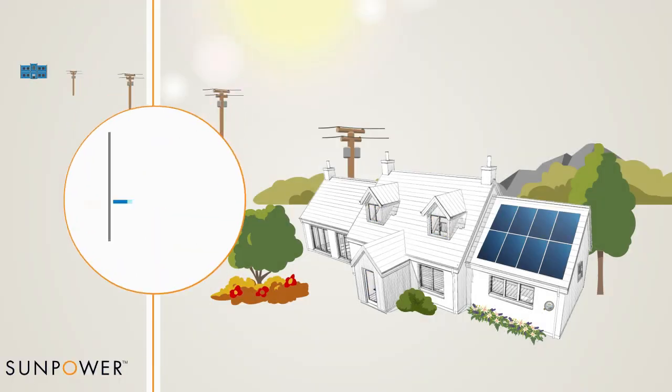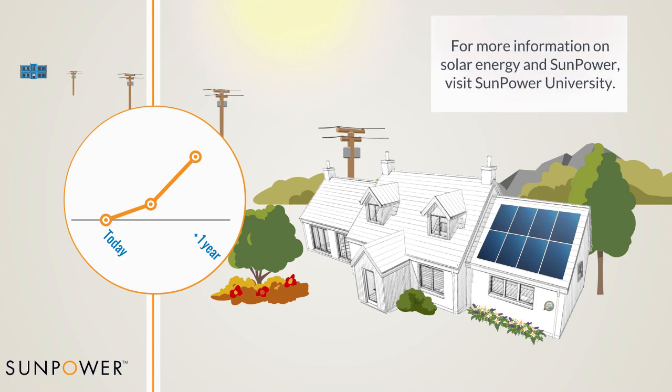SunPower panels have a life expectancy of 30 to 40 years. On average, utility costs rise 2 to 4% every year. Use the power of the sun to eliminate your energy bill, help save the planet, and increase your property value. And that's how solar works.